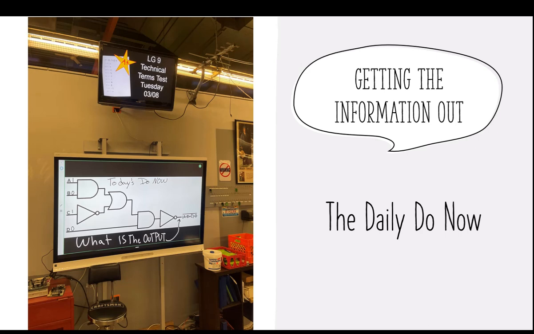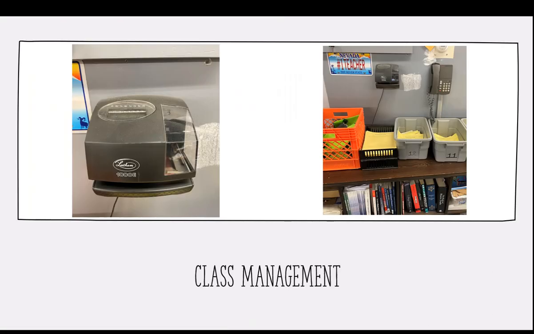So to keep that from happening, I developed a do now program, and you can see there it's a logic circuit. That was the do now for the seniors that day, and they had to figure out what the output was with those inputs on those lines that are A, B, C, and D. So there's a sheet, and over there on the right screen you can see a yellow sheet.